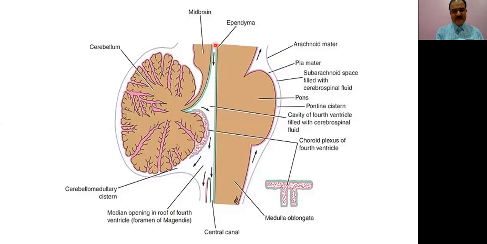So you can see this is the aqueduct of Sylvius communicating the third ventricle with the fourth ventricle, and the fourth ventricle goes downwards as the spinal canal. Here we have the cerebellomedullary cistern. Similarly, here we have the pontine cistern.